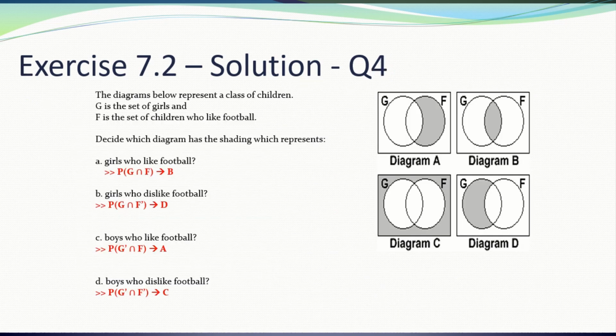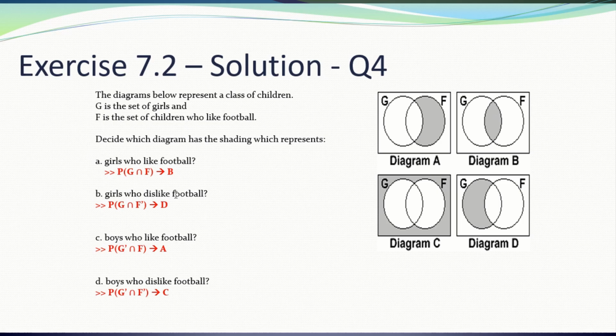Okay, moving on. The diagram below represents a class of children. G is the set of girls, and F is the set of children who like football. Girls who like football means they are girls and they like football. That gives diagram B. You must understand F is children, which includes boys and girls. So they are girls and they like football is B.